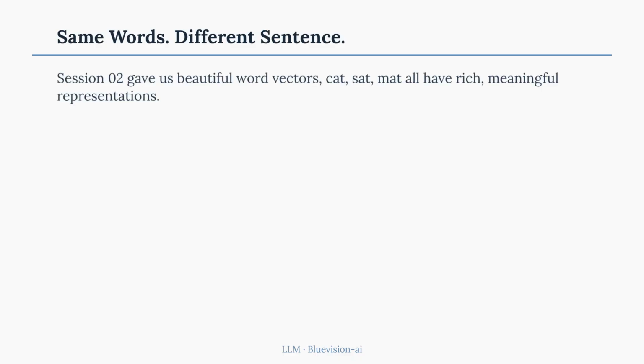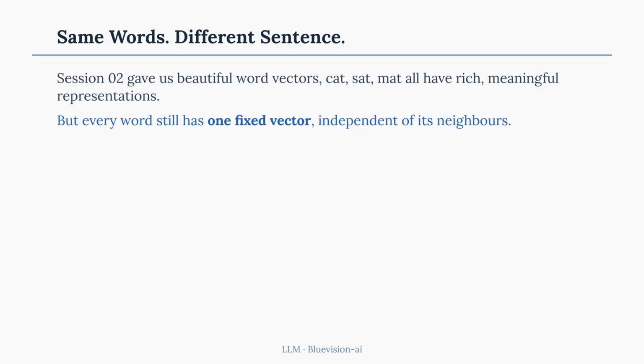Session 2 gave us beautiful word vectors. Take cat, sat, mat. Each one has a rich representation that captures something about what the word means. That's genuine progress. But every word has one fixed vector. The always has the same representation. Cat always has the same representation. Nothing changes, depending on where the word appears in the sentence or what surrounds it.